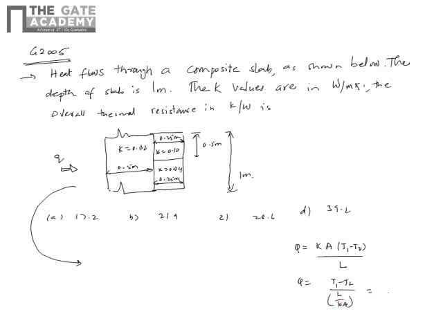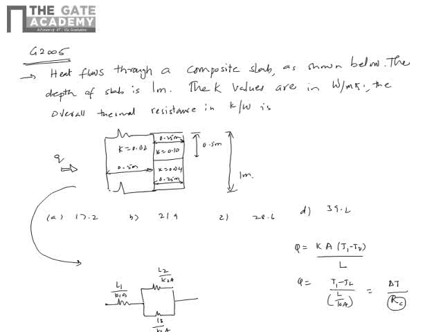So this L by KA is nothing but the conductive resistance, and T1 minus T2 is delta T. So let's build everything in terms of conductive resistance. First the heat has to pass through this, and now there are two options. So I can say that you have a series and then a two parallel network where heat gets distributed. Okay, so this is L1 by K1A, and this is L2 by K2A, and this is L3 by K3A.